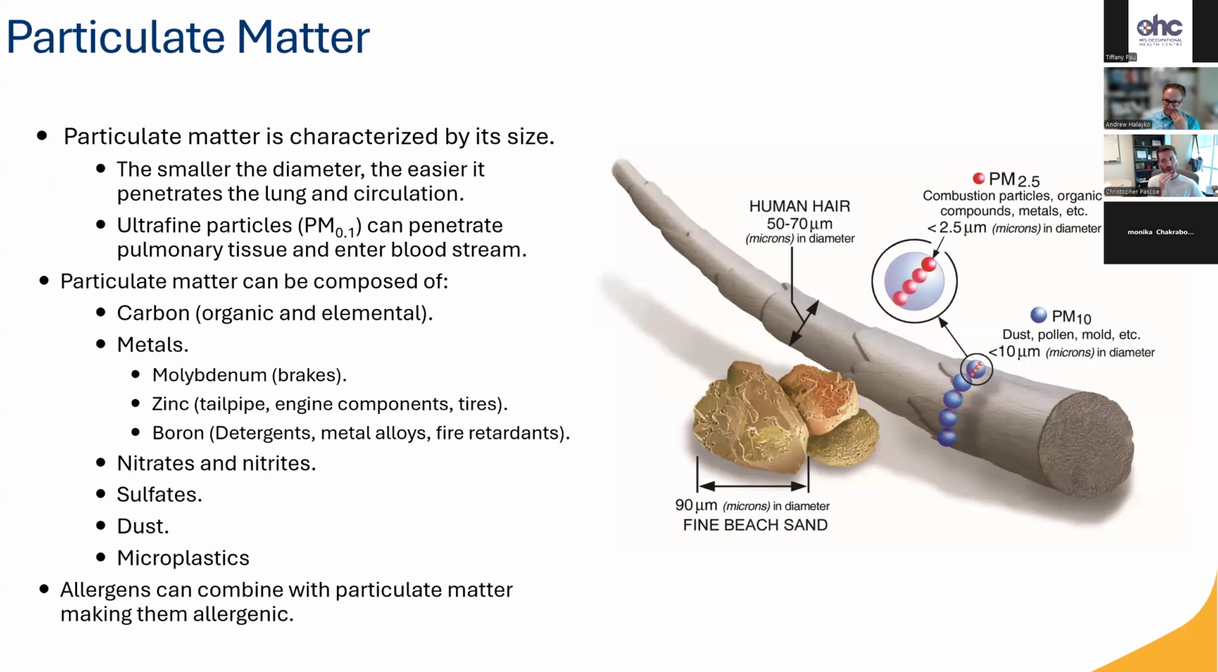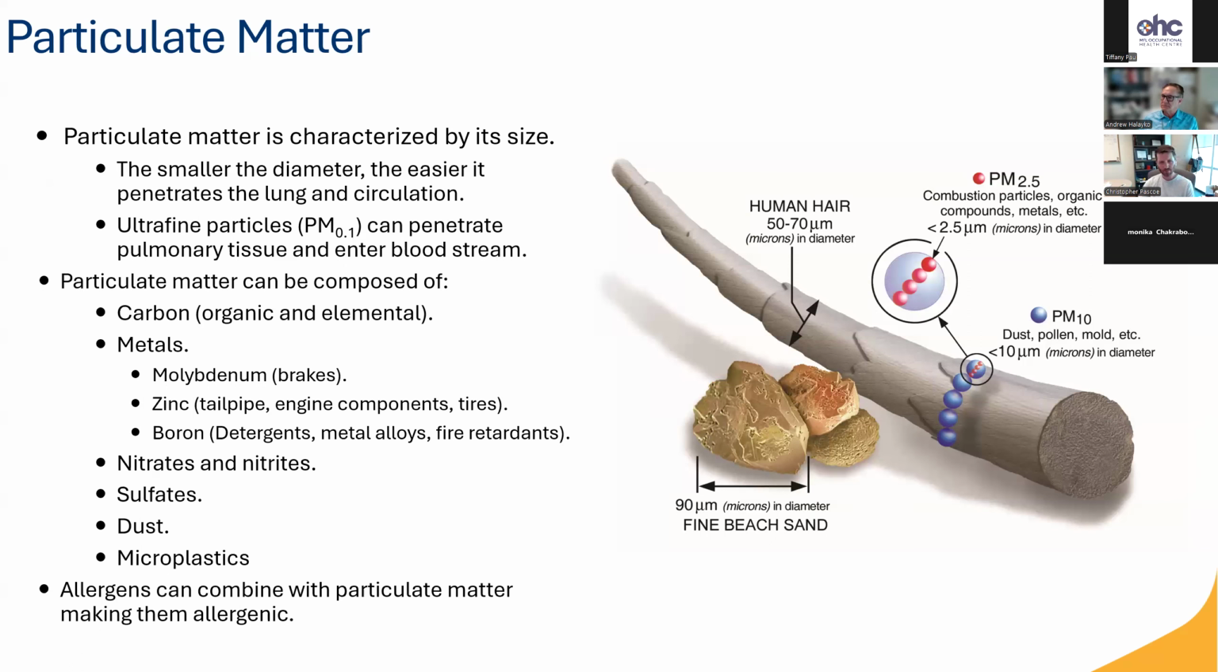And then particulate matter is the one that I think most people have experience with, especially since last summer and the wildfire seasons we've been having. Particulate matter is anything that is a suspended particle in the air. We characterize it by its size, and the smaller the diameter, the easier it is for that particulate matter to penetrate deep into your lung and even cross into your circulation. And some ultrafine particles that are smallest in the air can actually penetrate deep into your bloodstream and then circulate around your body.